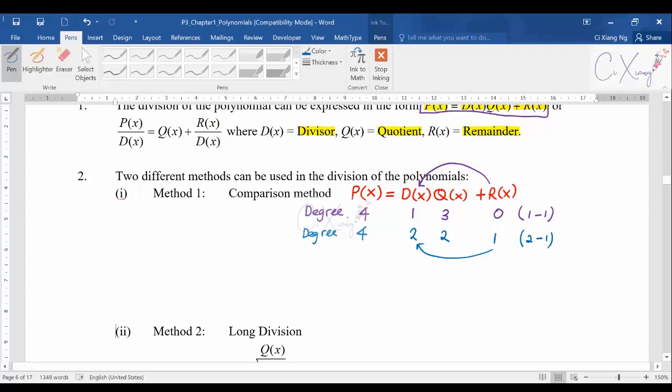Okay, so these are some basic rules that you need to know. In general, if in a question they give you degree m for px, and for dx they give you degree n, what is the degree of qx? It should be m minus n, so that n plus m minus n, you get m. And then what is the degree of the remainder? It should be n minus 1, because it depends on the power of the divisor. So it's always 1 degree lower than the divisor degree.